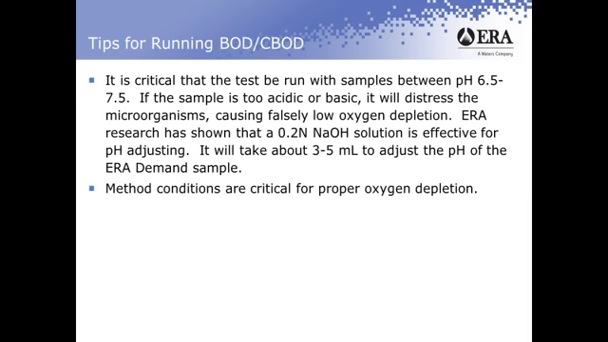So our method conditions are very critical for proper oxygen depletion. If you look at your method, and most of you will follow method 5210B in standard methods, the initial DO or dissolved oxygen reading should be between 7 and 9 milligrams per liter. So that's a good starting spot to make sure that you can run the test properly. If your water is supersaturated with dissolved oxygen, which means that your initial DO reading is greater than 9, then you'll want to swirl your sample to release some of the air bubbles to get it within there.